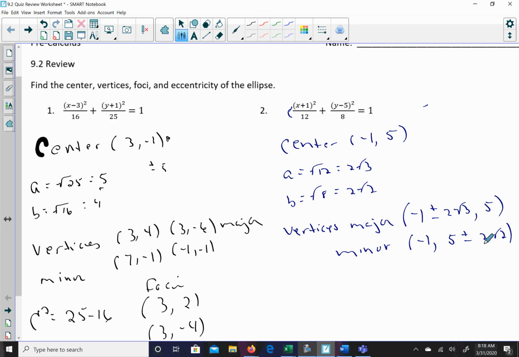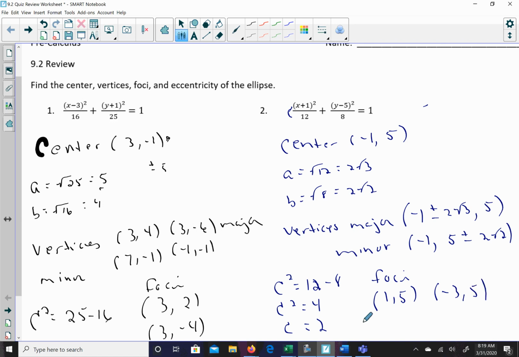Now I need to find my foci, which means I need to find my c. So remember, c squared is equal to a squared, which was 12, minus b squared, which was 8. And when I do that, I get c squared is equal to 4, which means c is equal to 2. So my foci is going to be my x coordinate, which is -1 plus or minus that 2. So -1 plus 2 would be (1, 5). And then -1 minus 2 would be (-3, 5). So those are my foci.